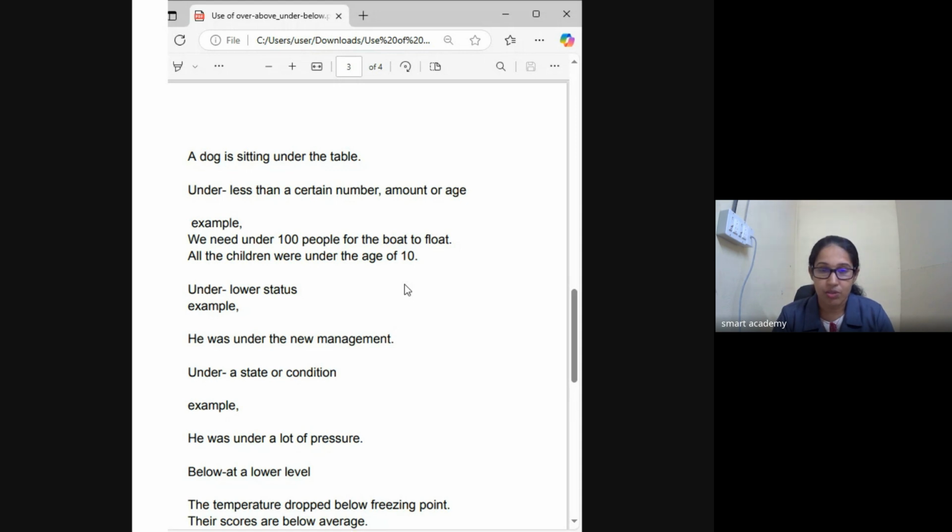Okay, we can use that to state a condition. We use the preposition under to refer to a state or condition.